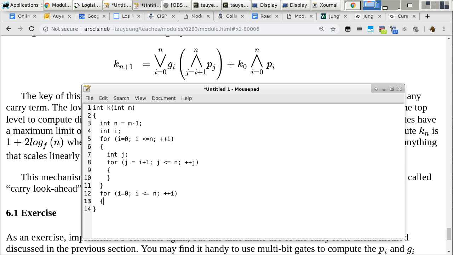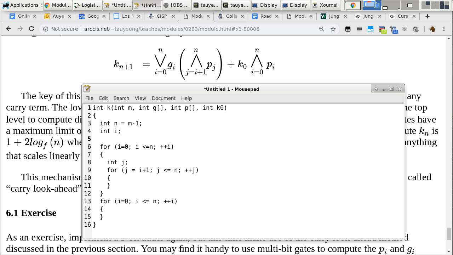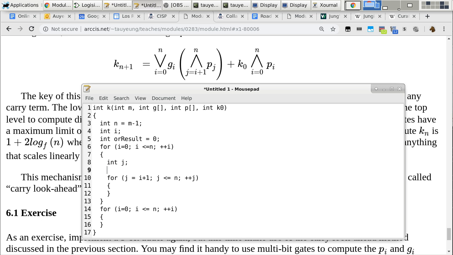Now we have to actually put in all the content into this whole thing. So we'll assume that G is an array, P is an array, and there's also K0, to pass in as parameters. We also need intermediate results. This is the OR result. The OR result is by default 0, because every time you OR, you can turn it into a 1, but you cannot turn it back into a 0.